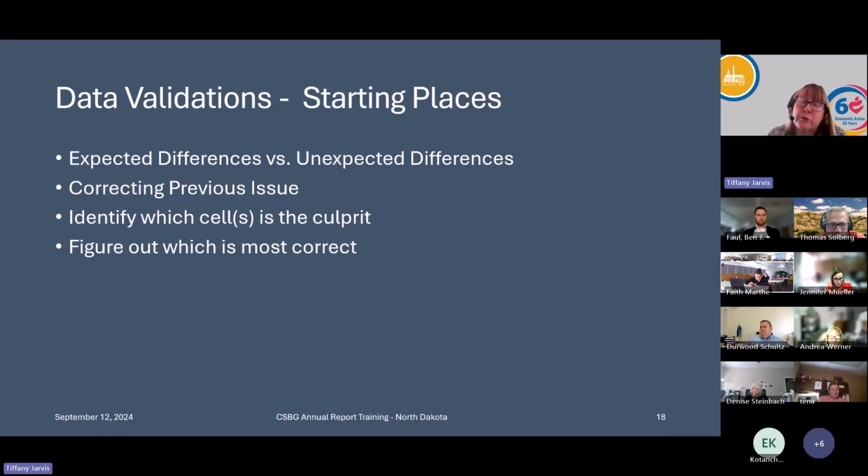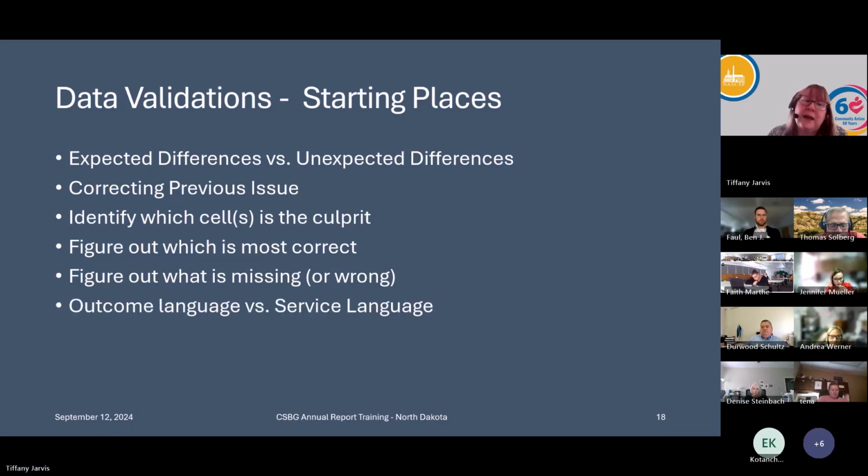So it helps you identify where you need to start fixing it. Figure out which is most correct. Figure out what is missing or what is wrong, because if you get one of the missing errors, why is it missing? Where can you get that data? Is it possible? Outcome language versus service language. This is specific to the NPIs. If you use the Z indicators, if you say the number of people participated, that's a service or an output versus an outcome. So what was the so what of the participation? That's important. Language, how you word it, sometimes matters. And does it make sense?